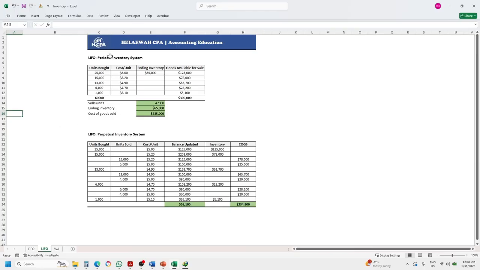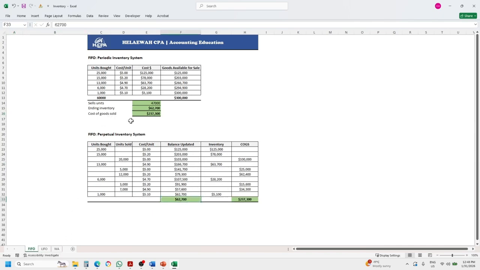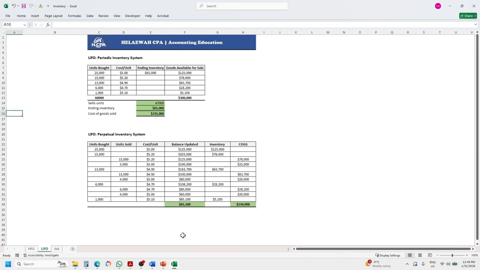In LIFO and FIFO systems, you're going to see a difference in the ending balance and the cost of goods sold. As we said, in FIFO it's the same both ways, but in LIFO you're going to see a slight difference. The reason is that the calculation of LIFO will be different from the calculation of FIFO. Now, last in, first out.